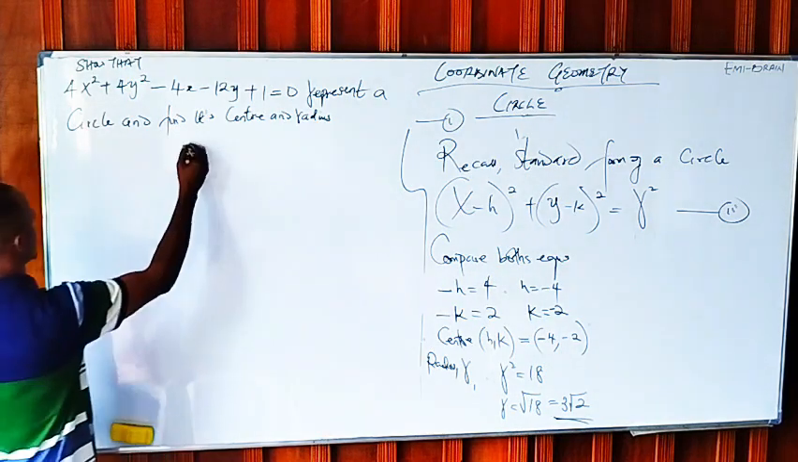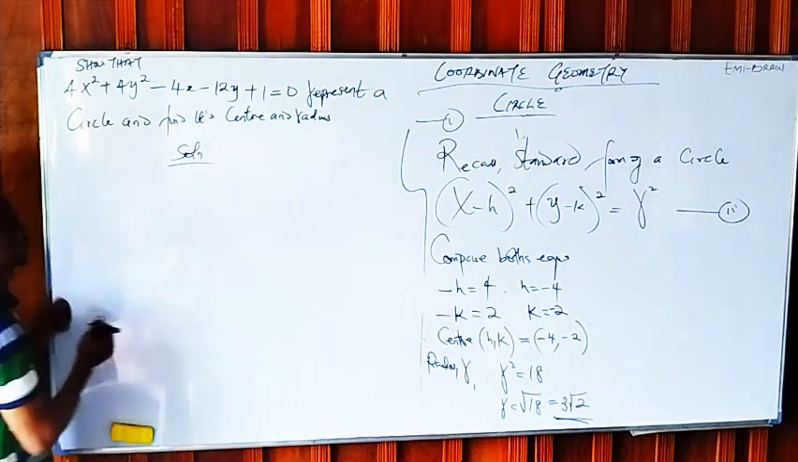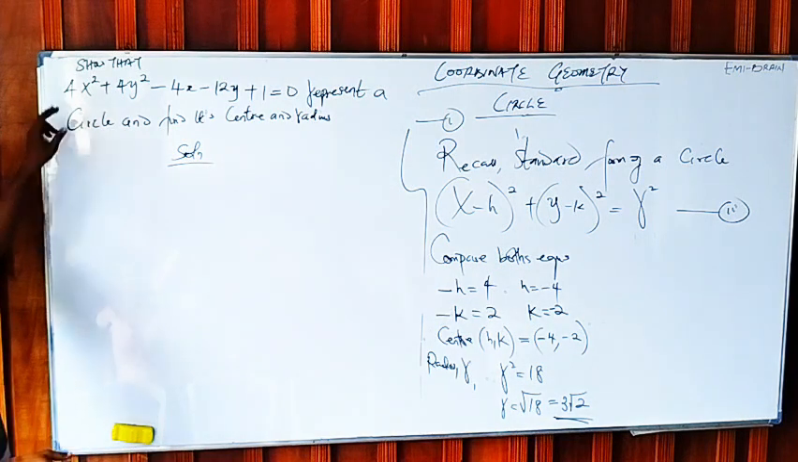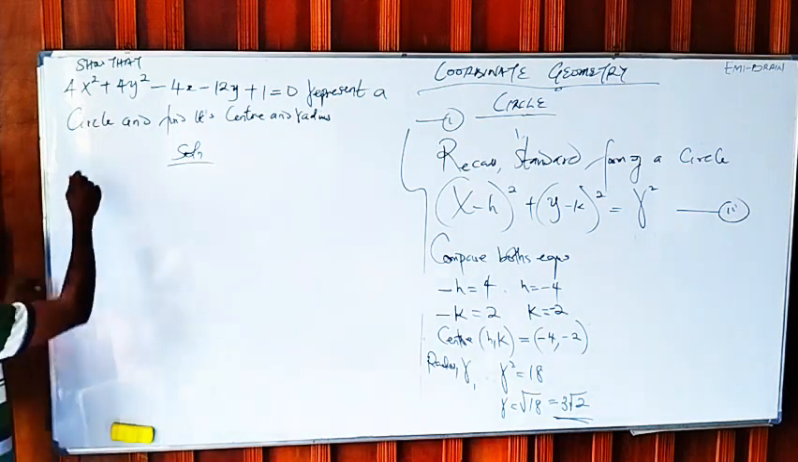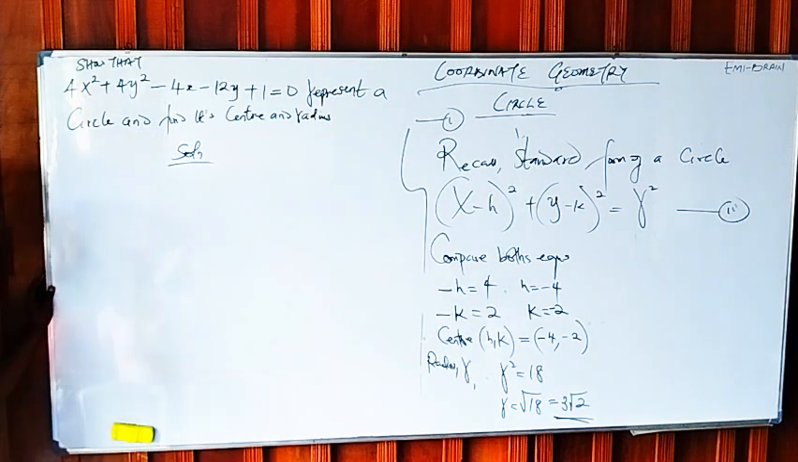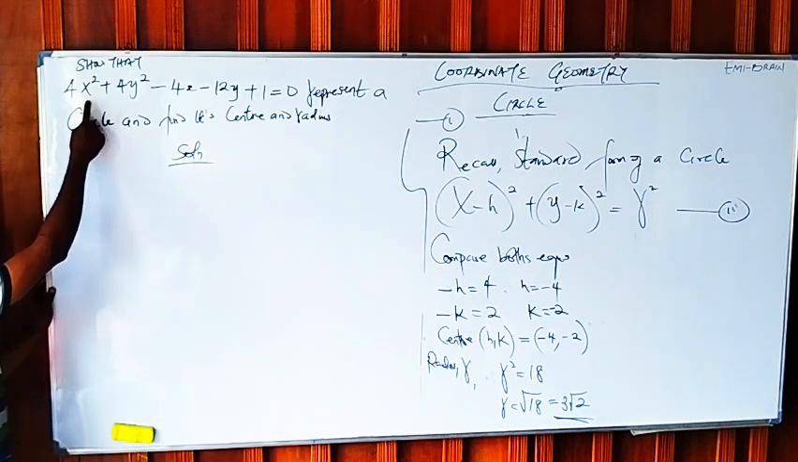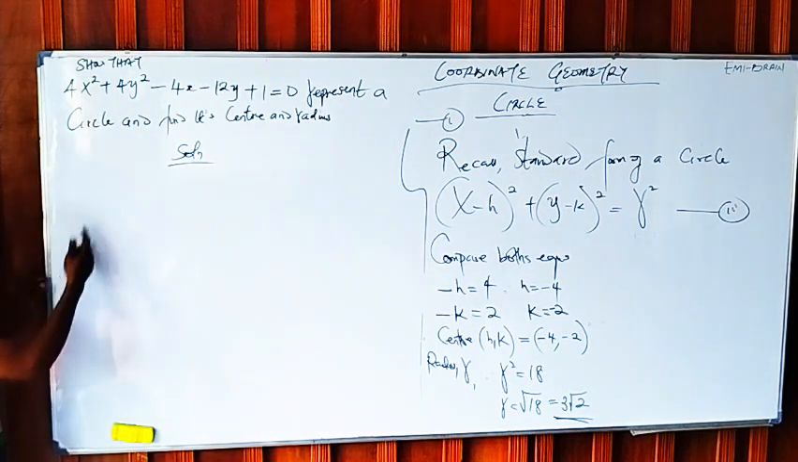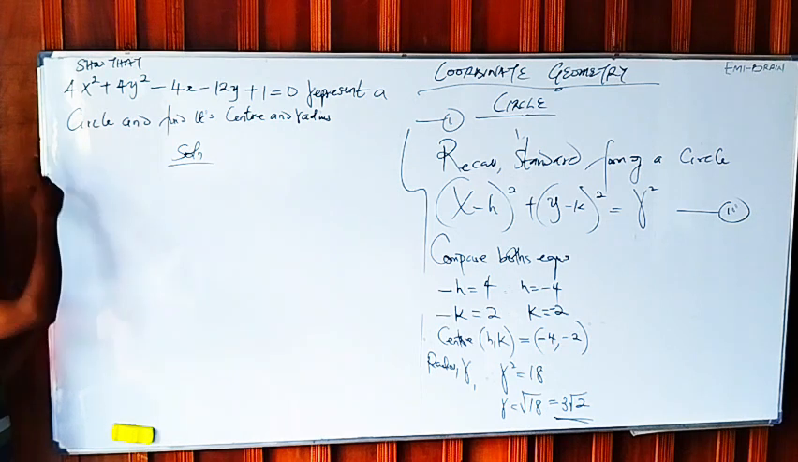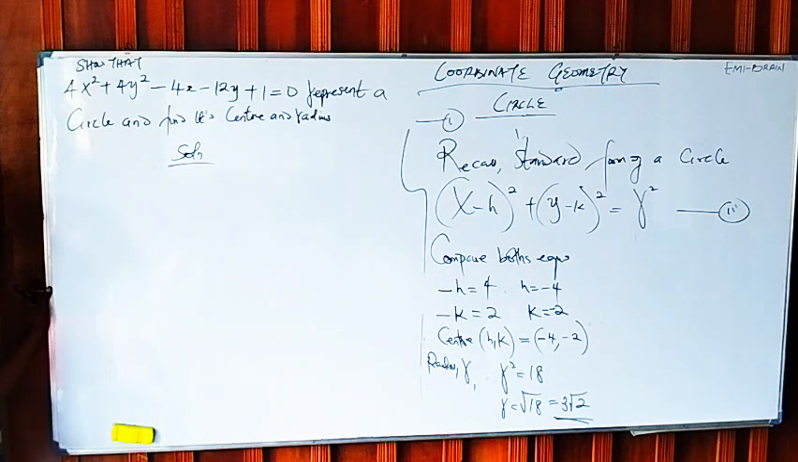Who can tell me the first thing we do? Thank you. We divide through by 4. Because in a circle, the coefficients of x squared and y squared must be 1, must be the same. Must be 1 before you start solving. There's no way I can solve. Even if I'm to use my general method, I have to still divide by 4 before solving. Are you following me?